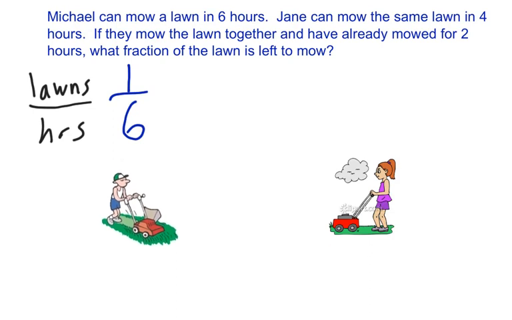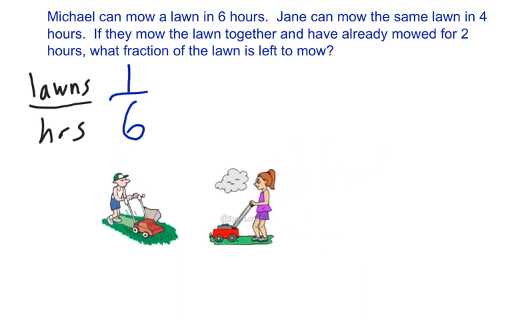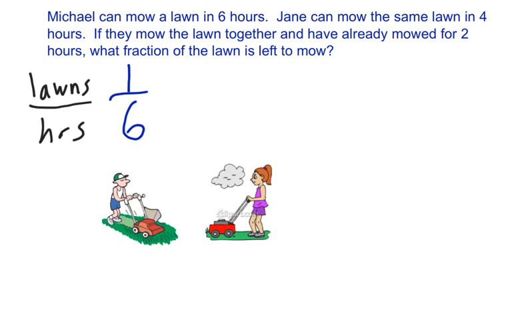Way to go, Michael. And Jane over here, she wasn't wasting any time. She mowed one lawn in 4 hours. Good job, Jane. And it says together. They mowed the lawn together. Well, if we put those numbers together, what operation is that? Addition. And then that's going to equal, we want to know how much they can do that one lawn in. So it's still just one lawn on top.